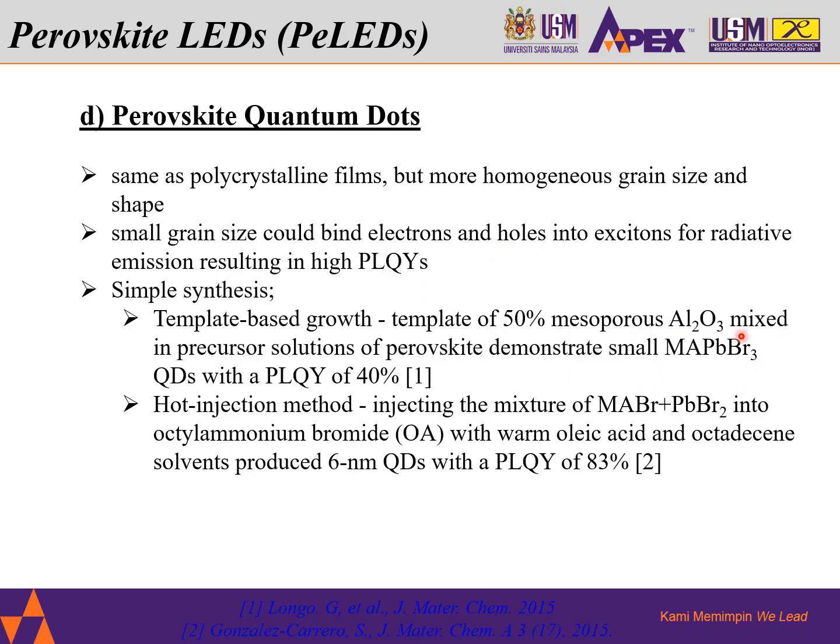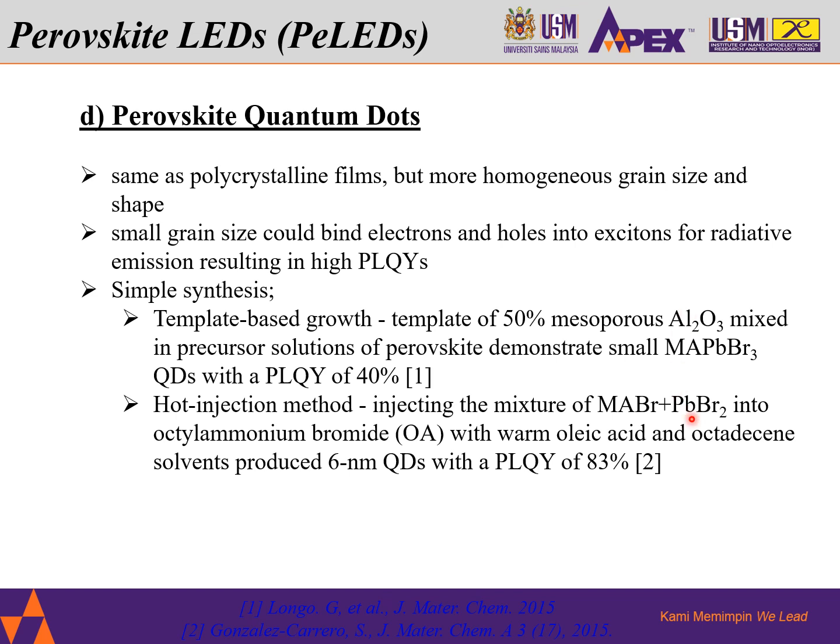The perovskite quantum dots have the same crystal structure as polycrystalline films. However, the quantum dots have more homogeneous grain size and shape compared to the crystal structure of polycrystalline films. The small grain size of perovskite quantum dots could bind these electrons and holes into excitons for radiative emission, resulting in very high PLQYs. Synthesis methods for perovskite QDs are relatively simple.